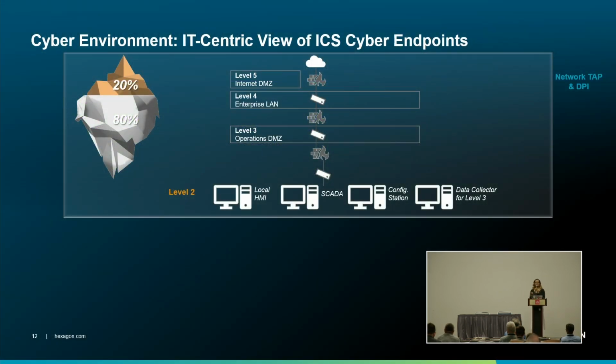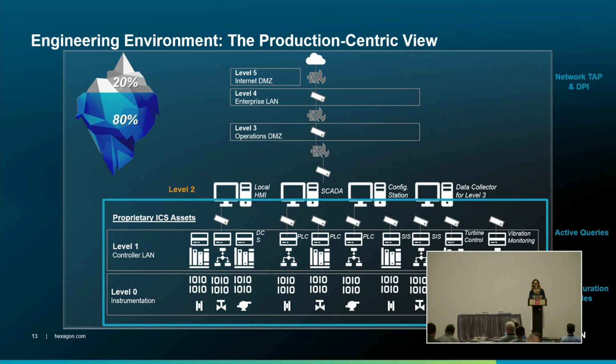And this is just a quick visual. I'm not going to get too deep into it, but I just wanted you all to visually see what I just explained, right? This is an IT-centric view of ICS cyber endpoints, about 20% of the IT environment. This is where the network tap and the DPI play. They're able to see all the different control systems, the IT systems, the OT systems, but they're not able to see this part of the environment, the production-centric view.